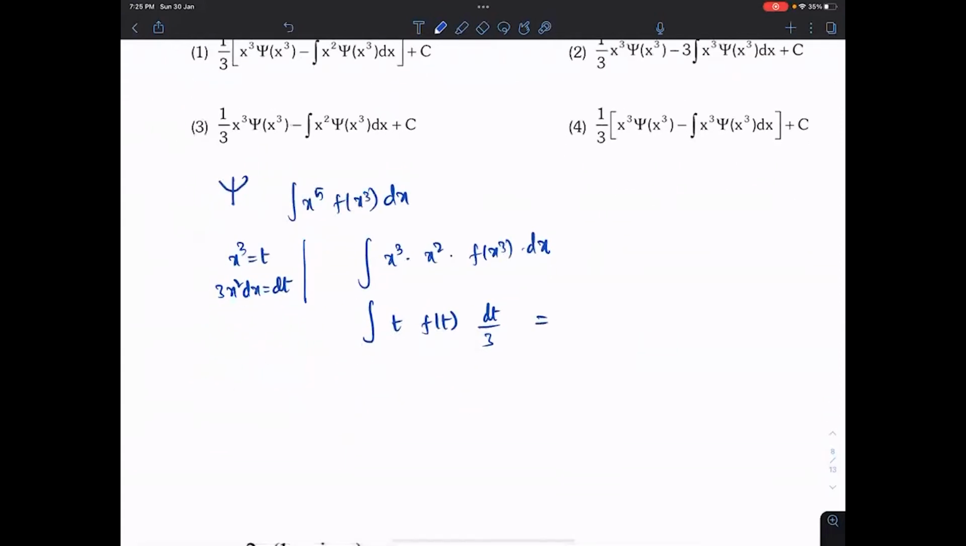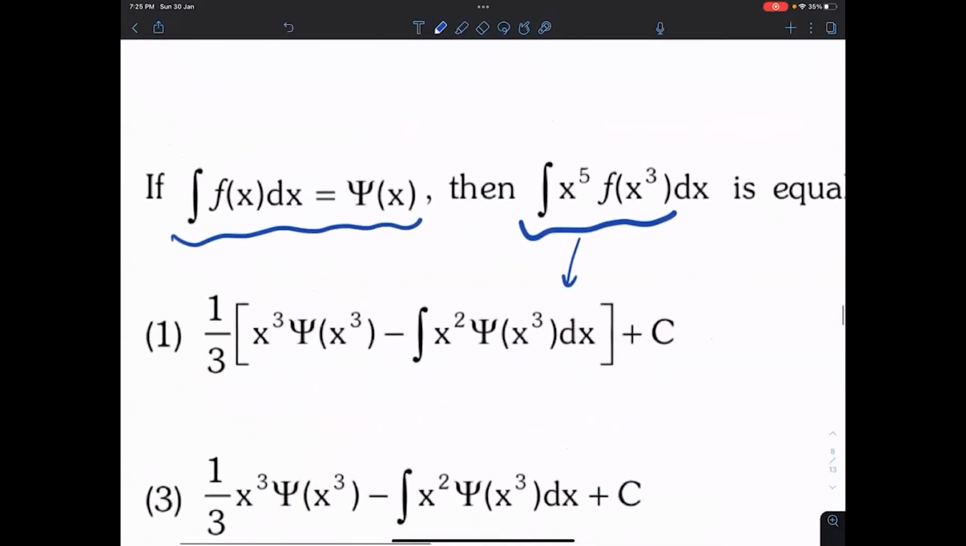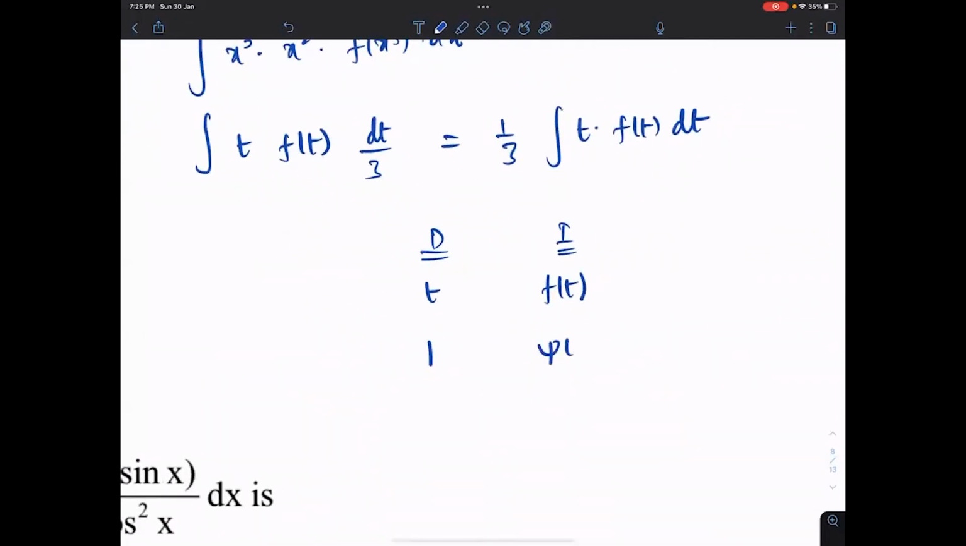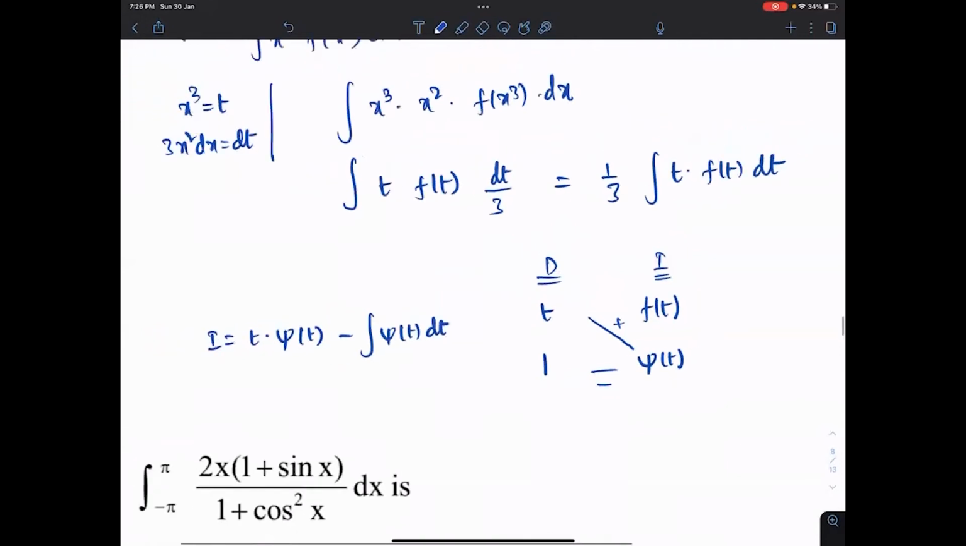Now does it look like we have to do by parts? Integral t times f of t dt. One for derivative, one for integration. T for derivative, f of t for integration. T's derivative is 1. The integration of f of t they have already given: f of x's integration is psi of x, so f of t's integration will be psi of t. So finally the answer will be t times psi of t minus integral psi of t dt, the last one. And just back substitute.